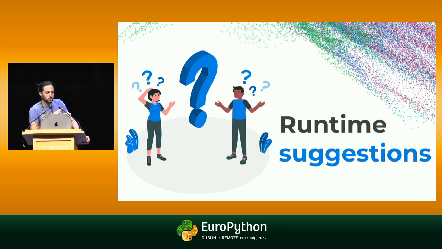So runtime suggestions are different. These are errors that are detected and generated at runtime, which means that you are paying for the detection and for producing the error.